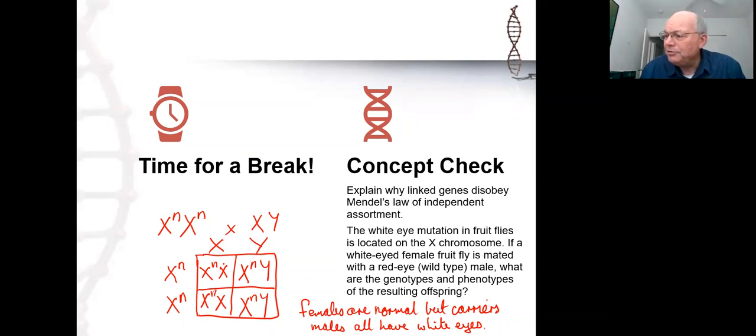The females must get X's from both parents, so they get the X little n from their mother. Again, no alternatives. And the X from their father is a normal X. So they don't have the condition. They're not homozygous for it, but they are carriers for it. So that means they would be red-eyed, normal, but they would be carriers of the white eye mutation.